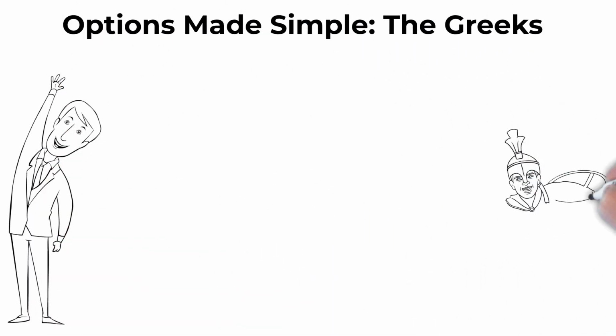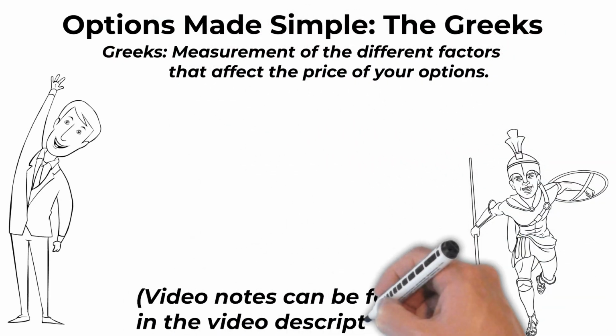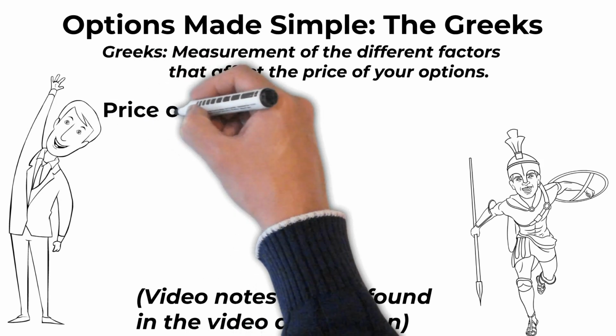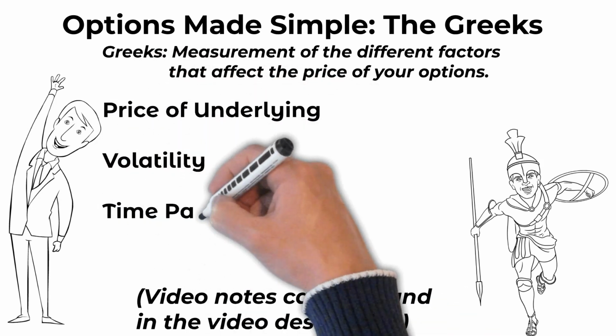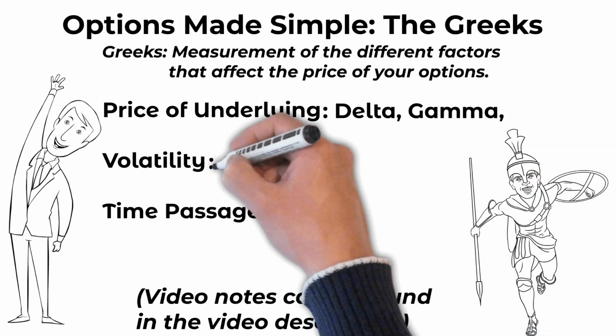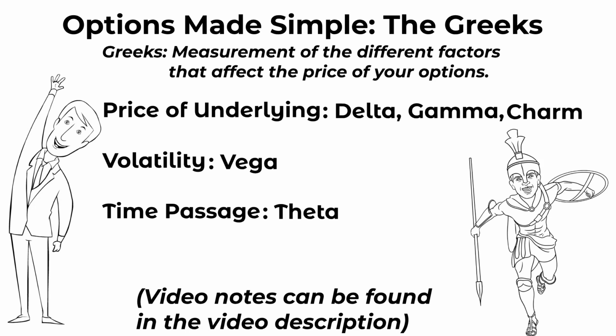In this video, we're going to be going over the Greeks that affect the value and pricing of your options. There are many Greeks out there, but the ones that we will be talking about today relate to the price of the underlying, volatility, and time passage. These are otherwise known as delta, gamma, vega, theta, and I also threw in charm at the end as well.